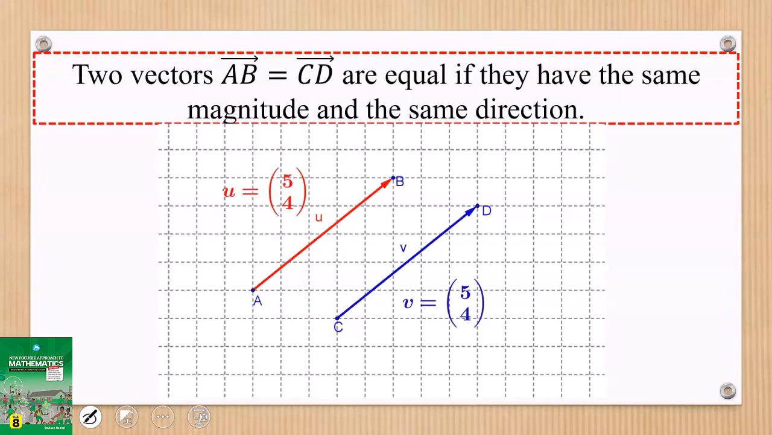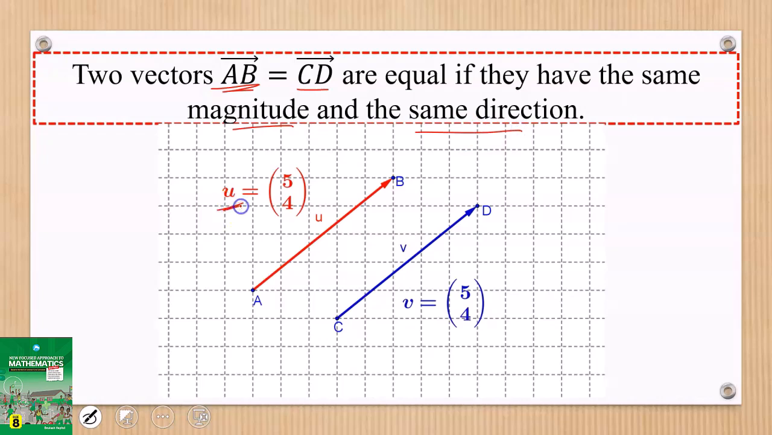Now we are saying here that when two vectors AB and CD are equal, then they have the same magnitude and the same direction. When we say two vectors are equal, they must have the same magnitude and the same direction.